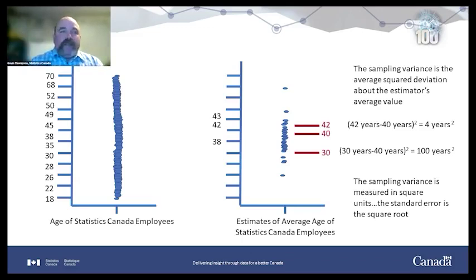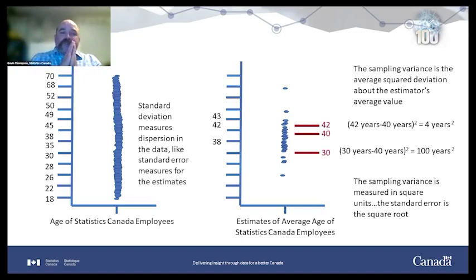I would say most methodologists, 19 out of 20 or 99 out of 100, don't like working with variance. Variance is something that we calculate, but then we want to get it into a different measure. So standard error is a very common one. It's the square root of the variance. It's just to put it in the same unit, so it becomes much more comparable.